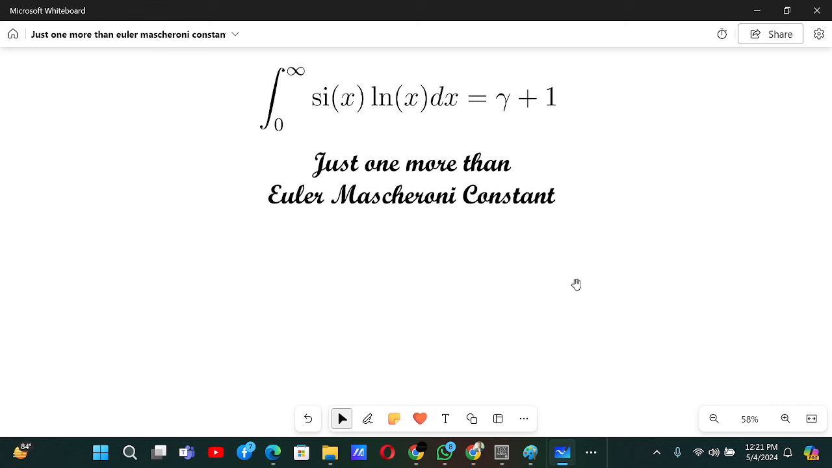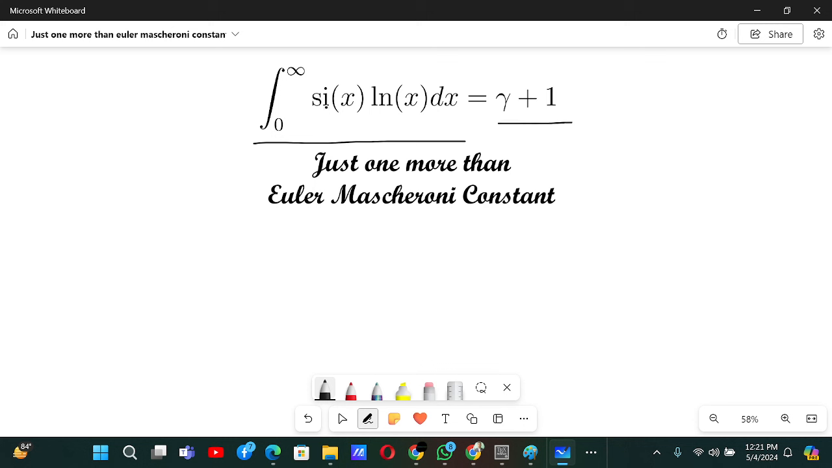Just one more than the Euler-Mascheroni constant. So given here is a beautiful integral which is just the product of the sine integral, or basically not the sine integral but a function related to the sine integral, and a log function, and the product goes from 0 to infinity, and hence it's pretty beautiful: Euler-Mascheroni constant plus 1.